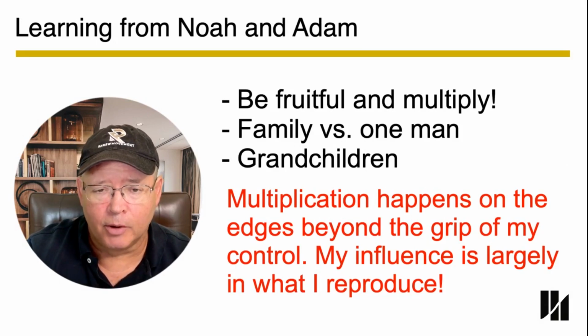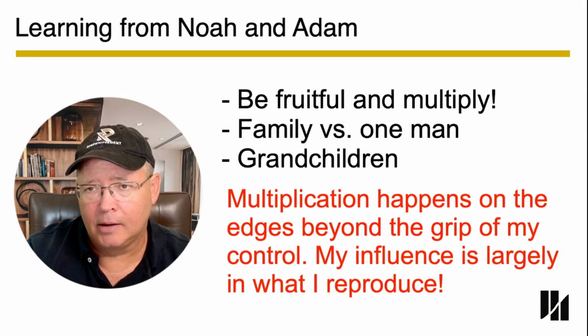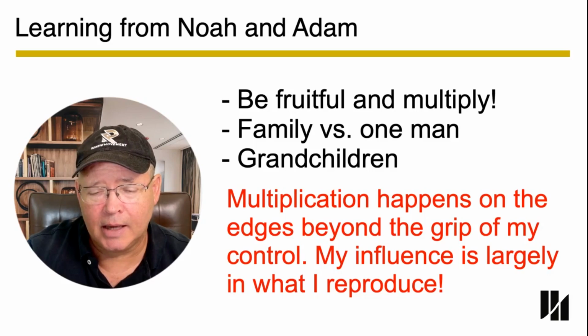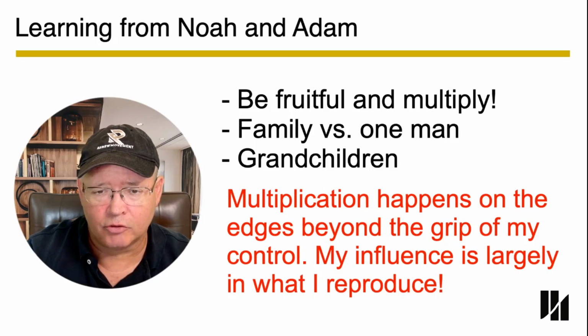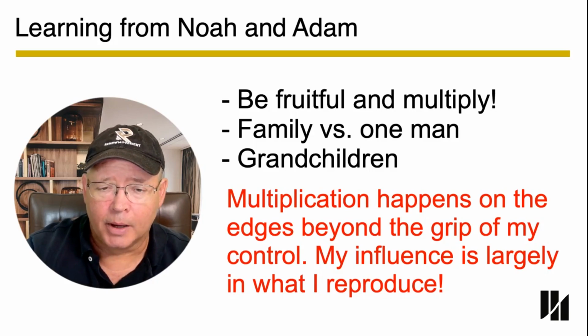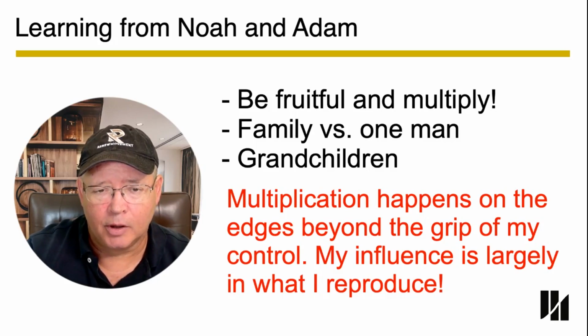So if we do learn from Noah and Adam, be fruitful and multiply. Noah and Adam had a choice to make when God gave them the vision to be fruitful and multiply and populate the earth. They could have taken the approach to say, I'm going to be one man that has millions and millions of kids. Forget the family. But God's plan was that it would be through the family, that parents would have kids, kids would have kids, kids would have kids. We'd have this generational cycle. And fortunately, God's plan was through the family. And fortunately, Noah and Adam followed God's plan to do it through the family.